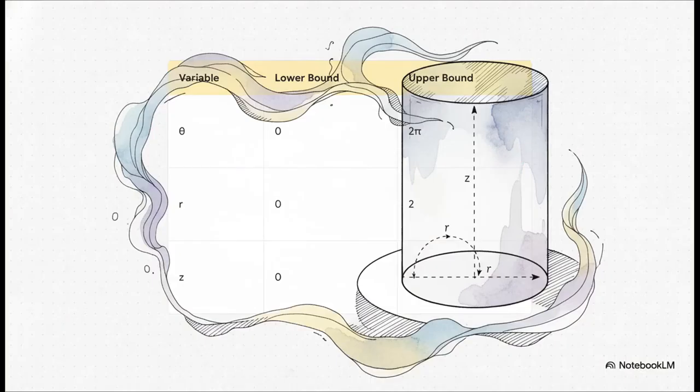First things first, we need our bounds. Because we're dealing with a full cylinder, our angle theta is going to swing all the way around, from 0 to 2 pi. Next, the radius. The equation x squared plus y squared equals 4 is a circle of radius 2. So in our system, r squared equals 4, which means r goes from the center at 0 out to 2. And finally, the height z is given to us straight up, 0 to 3.